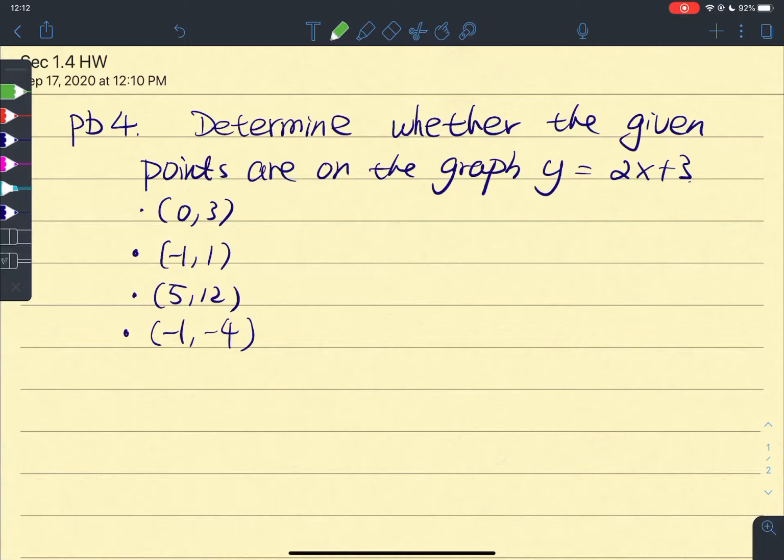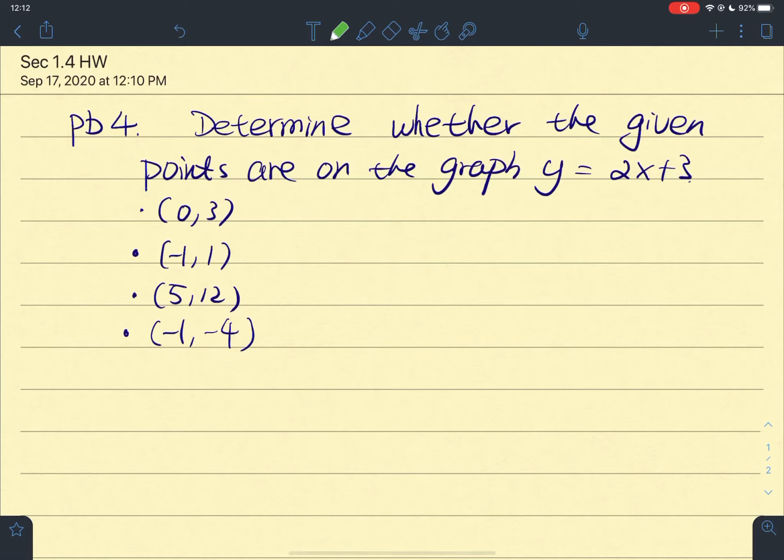So let's discuss homework problem number 4 from section 1.4. It basically asks you to determine whether the given points, the list I have here, are on the graph of this expression. When we say something is on the graph of an expression, that basically means the x, y components you have here, if you plug them into the original expression, it actually makes sense. If it makes sense, then you are supposed to put a dot, which is part of the graph of the equation. So let's take a quick look.